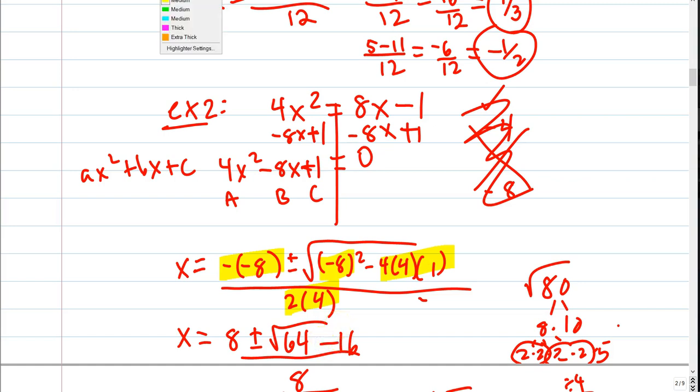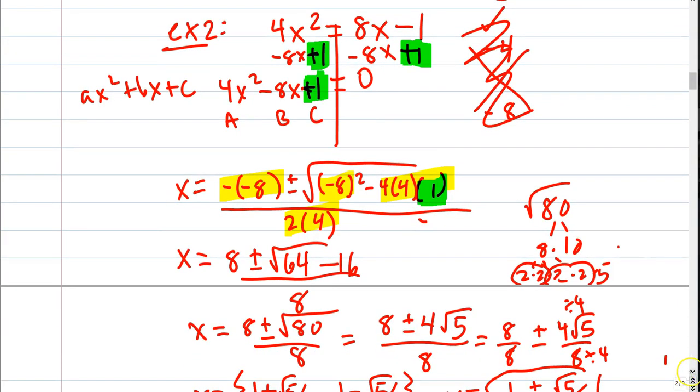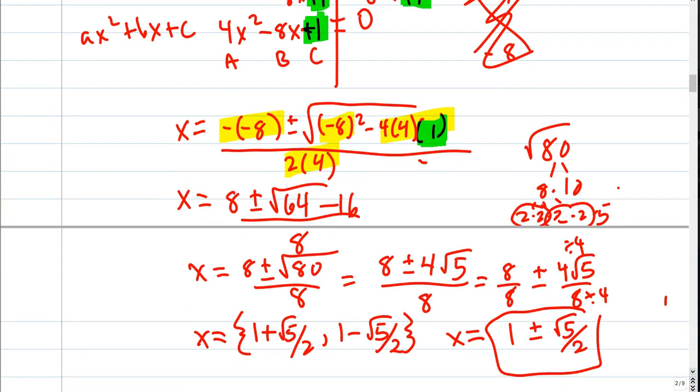Sorry, I'll change colors so we can highlight my mistake. This was supposed to be plus 1. That changes that, which changes that. This would be the type of thing that in class you probably catch me. 64 minus 16 is not 80. That would be 48. So then, the square root of 48 is not 80.